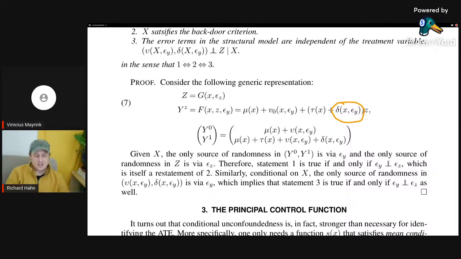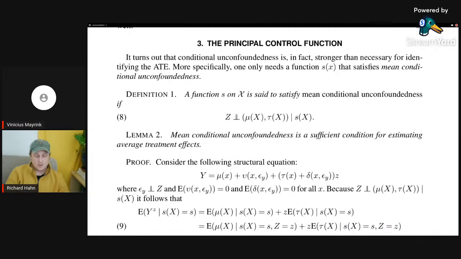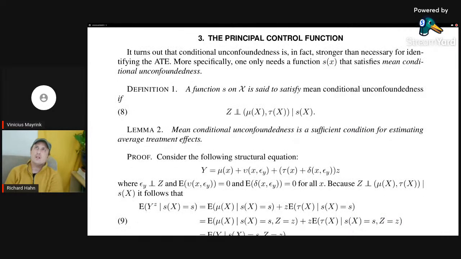So the first thing that we might want to think about is, if I'm only interested in the treatment effect, do I really need to satisfy conditional unconfoundedness? Conditional unconfoundedness is phrased as an independence assumption, right? And it turns out that the independence assumption is actually a little bit too strong, okay? So all that we really need is mean conditional unconfoundedness.